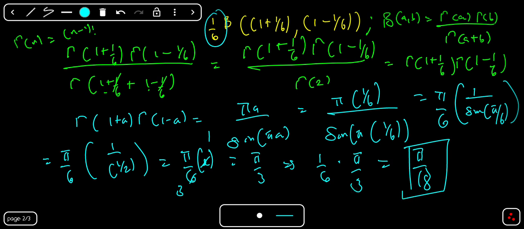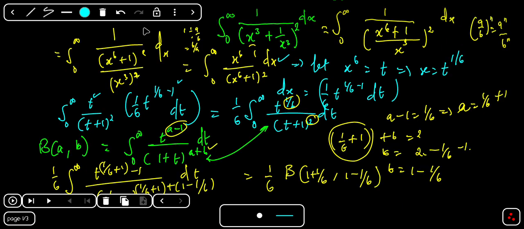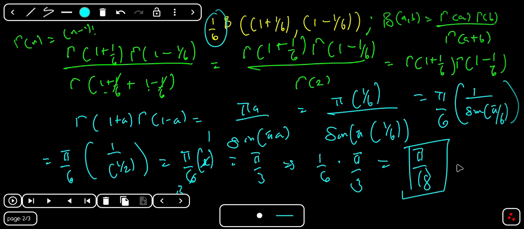Therefore, we write it down: this integral, the integral from 0 to infinity of 1 over x cubed plus 1 over x cubed raised to the power of 2, dx, will surely give us pi over 18 as our final answer.